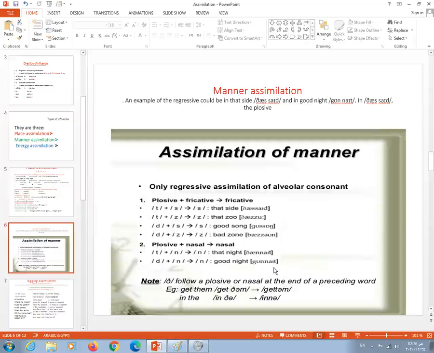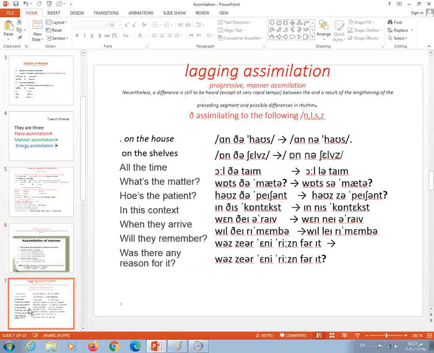Sorry, assimilation of manner. Here you find da. It changed into na. It's a manner of articulation because da is a plosive consonant, for example, and na is a nasal consonant. So it's changed from being plosive into nasal. So it changed its manner of articulation and became a different consonant. Okay. We have also some examples, but we're going to see them here.